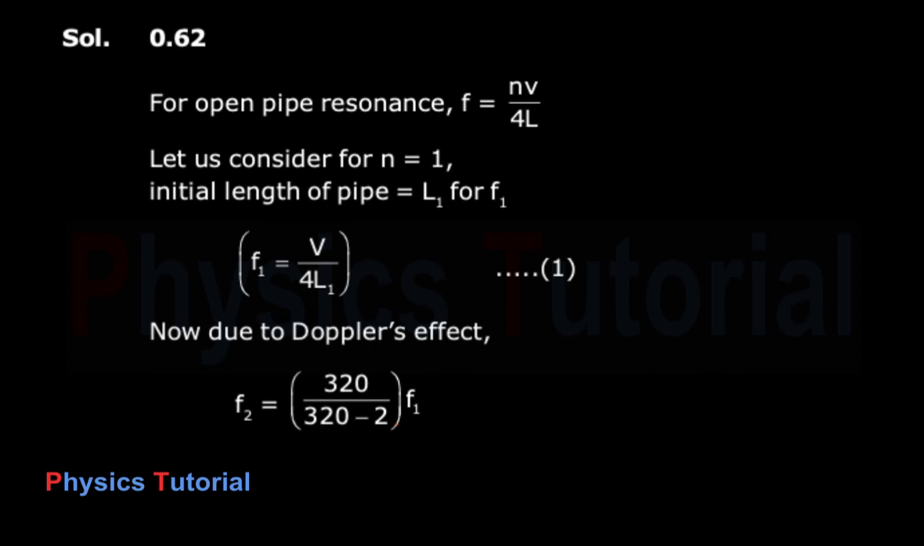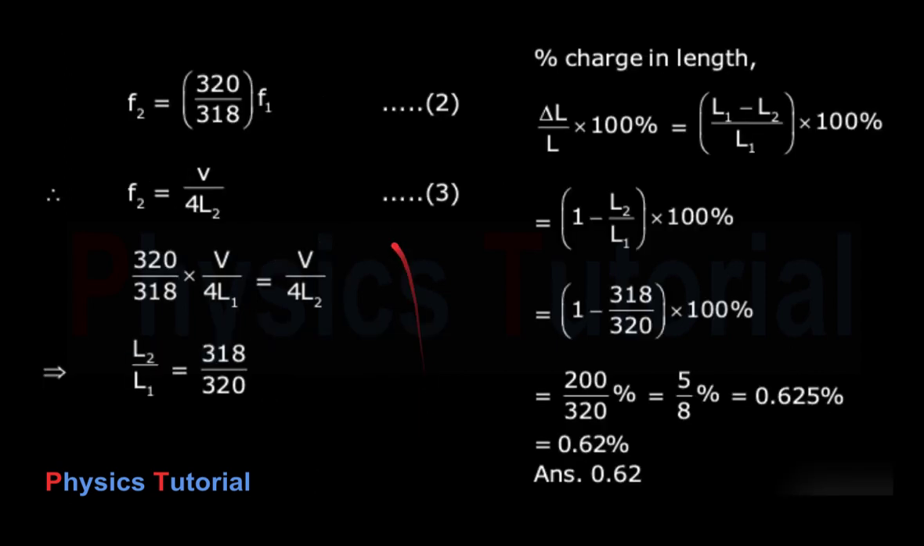Now what you have to do here is simply divide: 320 minus 2, that is 318. So 320 upon 318, on dividing these two equations. So f2 is equal to 320 upon 318 times f1, this is equation 2, and f2 will be v upon 4L2. On using equations 2 and 3, we find v upon 4L1 into 320 upon 318 is equal to v upon 4L2, and hence we find L2 by L1 is 318 upon 320.